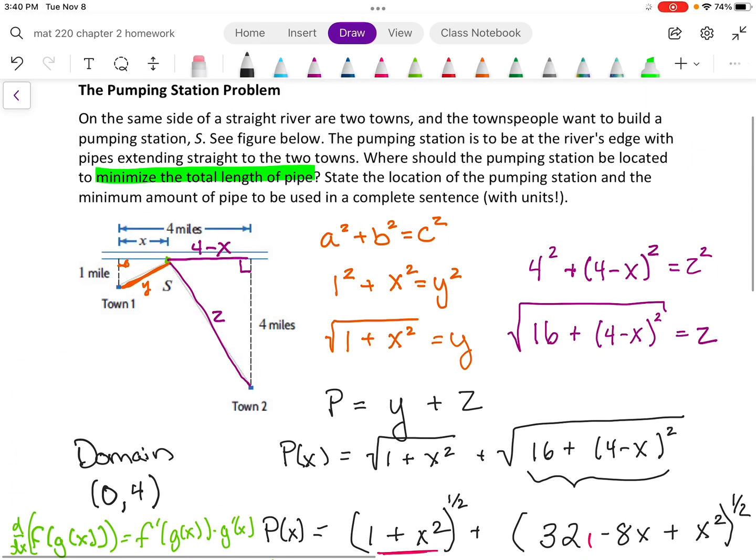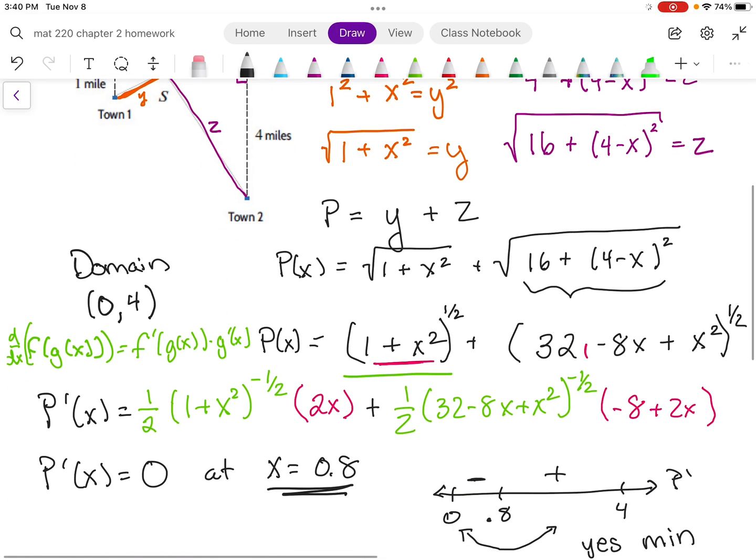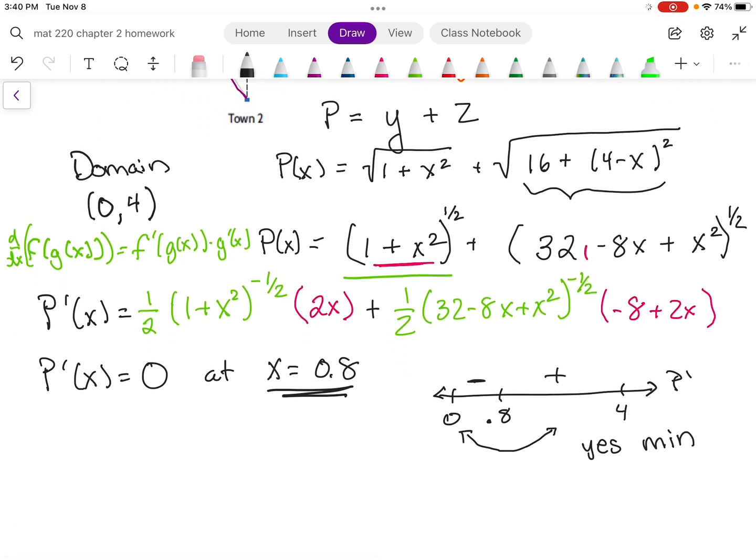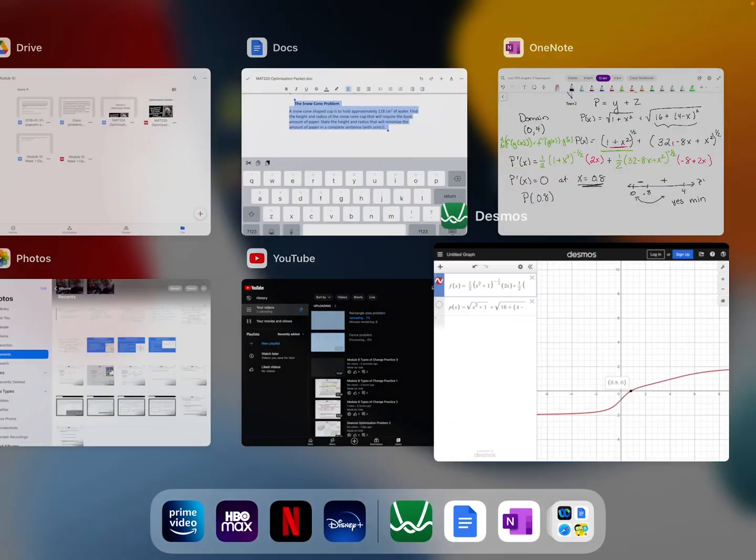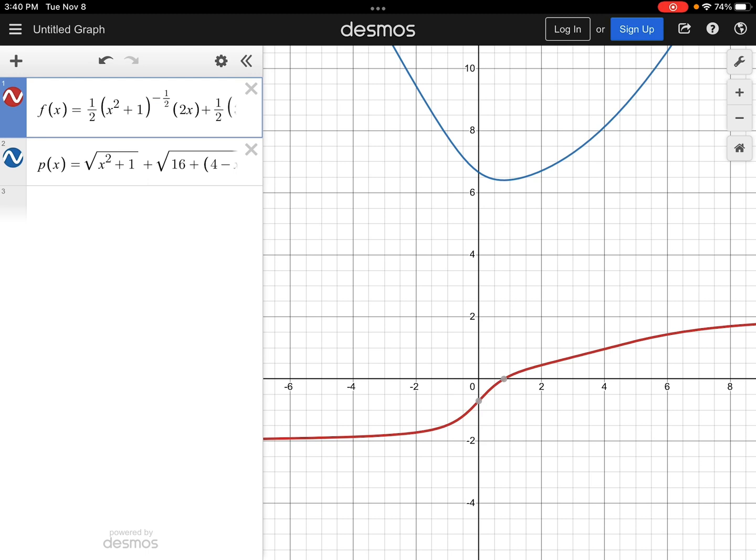Always go back and double check what you're being asked for. So we're being asked for the location of the pumping station, which we found, and the minimum amount of pipe. So we'd actually need to evaluate P of 0.8. And this is another instance where we could use our calculator to help. So I'm going to go back here to Desmos, and notice I already put in my P function. It's up here. A good check, you can look on Desmos like, oh, there's my minimum value. I'm going to shut off the y-intercept.